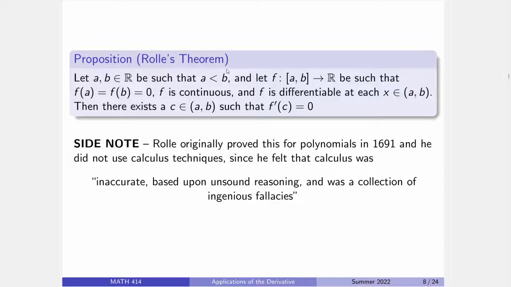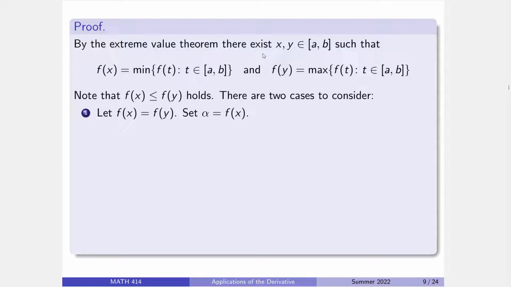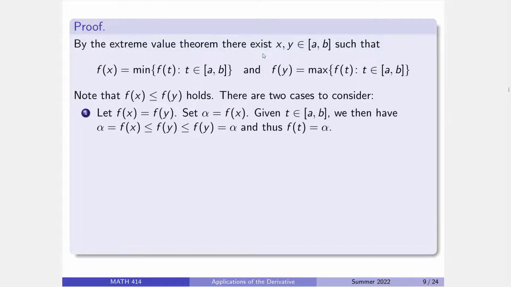All right, but anyway, as I've already let loose, the proof of this is going to be super easy. The extreme value theorem gives us x and y, so we've got a minimum and a maximum. Note that f of x needs to be less than or equal to f of y. And basically, there are two cases to consider. If these are equal, then we're going to let alpha be equal to f of x. For any t that lives between a and b, f of t needs to equal alpha, because f of t is stuck between the minimum and the maximum.